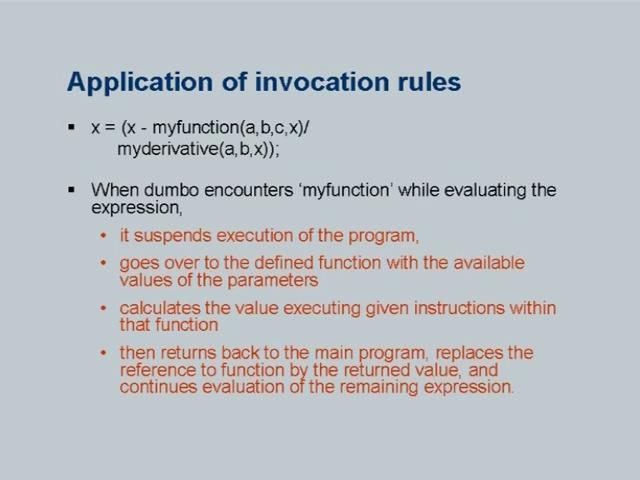Here is a summary of application of invocation rules. When I execute this instruction, x is equal to x minus my function abcx divided by my derivative abx. When Dumbo encounters my function while evaluating the expression, it suspends execution of the program, goes over to the defined function with the available values of the parameters, calculates the value executing given instructions within that function, and then returns back to the main program, replaces the reference to the function by the return value. So this function reference is replaced by the value returned and continues evaluation of the remaining expression.